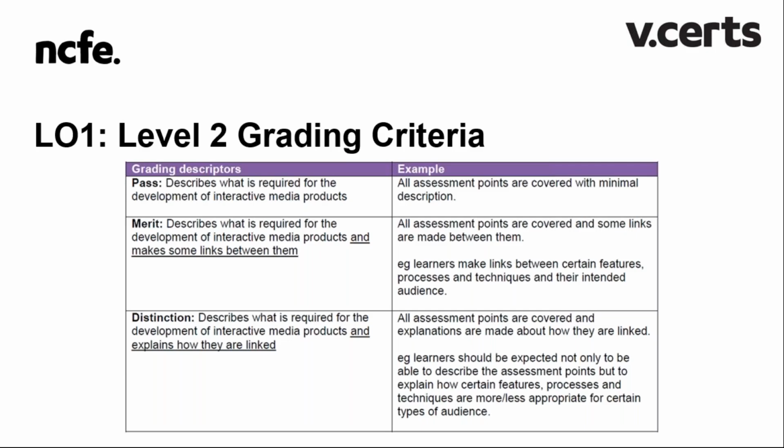So at pass, learners need to describe each bullet point, each assessment point, and just to remember that there is a slight difference between Level 1 learners and Level 2. For a merit, they also need to make some links. So in addition to the description of those assessment points, they also need to make some links between the bullet points. And for a distinction, they need to explain in some detail the links between those assessment points.